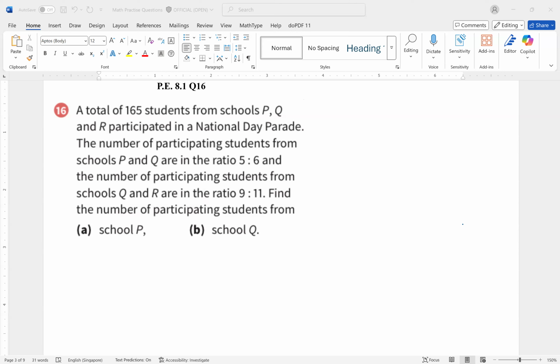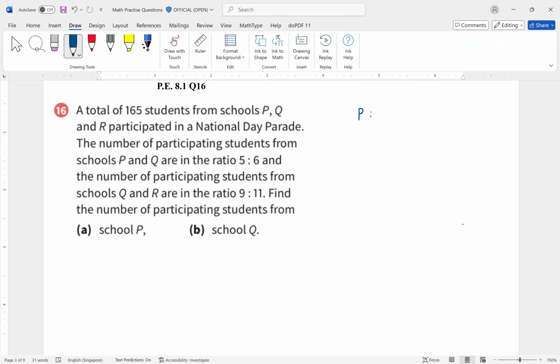This is a typical question that involves two sets of ratios. Firstly, we have the ratio P:Q, the number of students from school P to the number of students in school Q, which is 5:6. Then we are given another ratio, Q to R, the number of students will be 9:11. Over here you can see that the common school between the two ratios is Q.